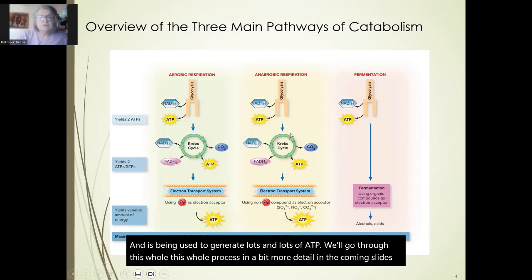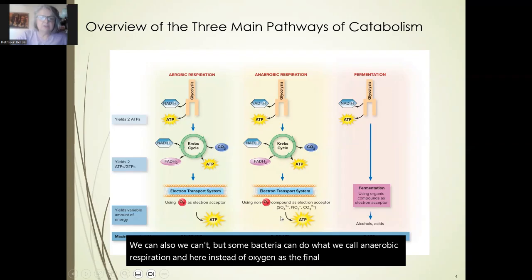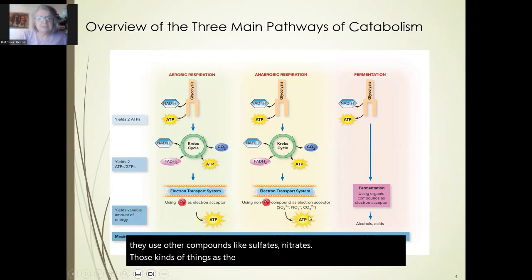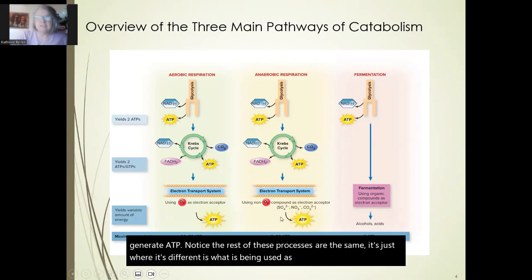We can also, well, we can't, but some bacteria can do what we call anaerobic respiration. And here, instead of oxygen as the final electron acceptor, they use other compounds like sulfates, nitrates, those kinds of things as the final electron acceptor, and can also generate ATP. Notice the rest of these processes are the same. It's just what is being used as the final electron acceptor that is different.